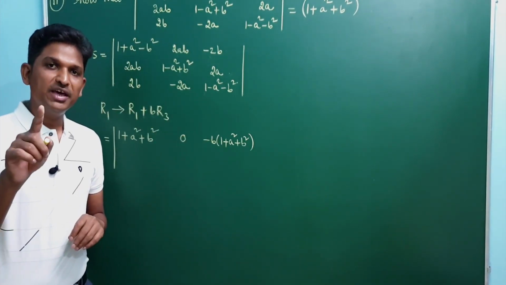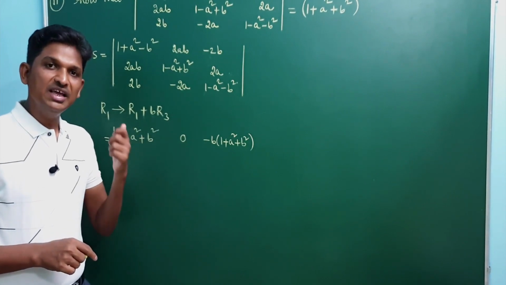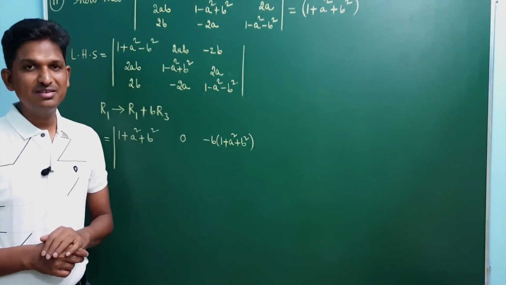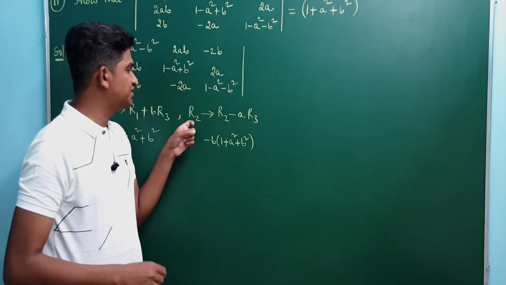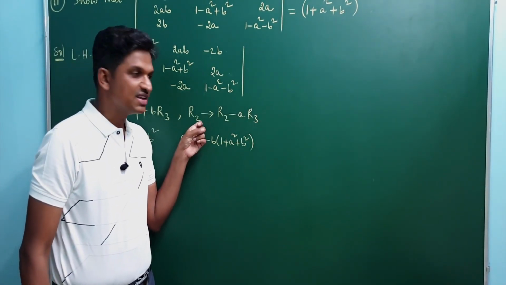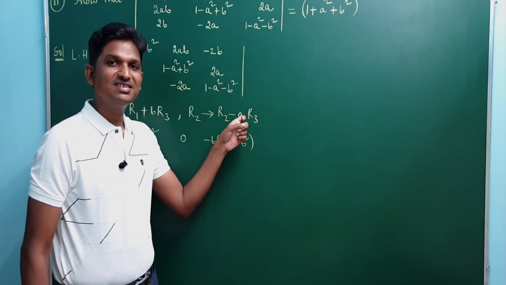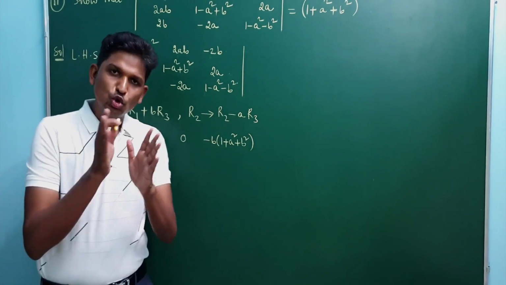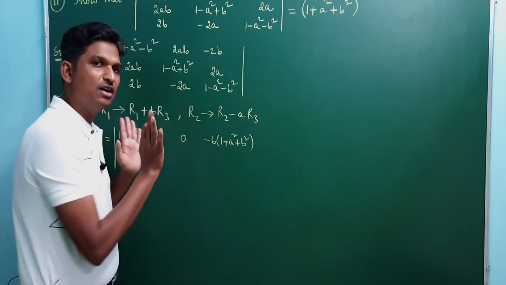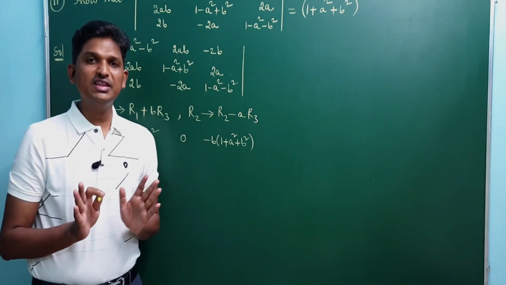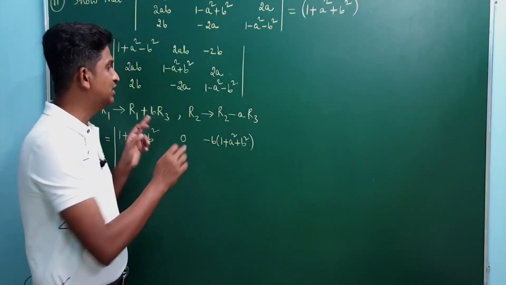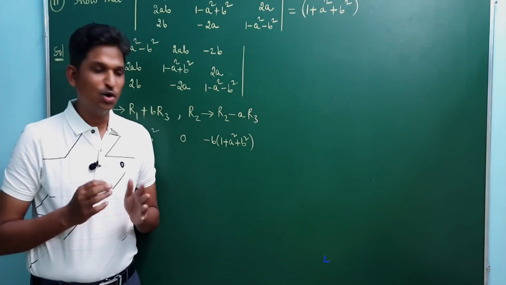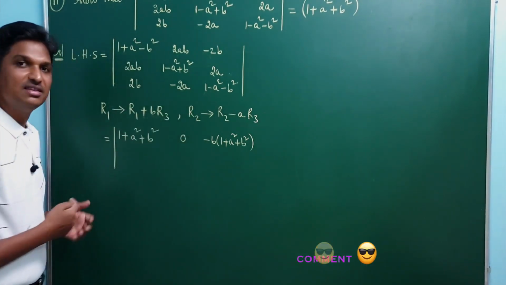I am going to apply one more operation immediately here only. You need to memorize that operation. What is that operation? You see, the operation is this one. R2 changes as R2 minus aR3. Throughout this problem, only these operations. Rest of all, everything is easy. To do this problem, what you need to do is memorize these operations. Okay? I'll apply this operation.